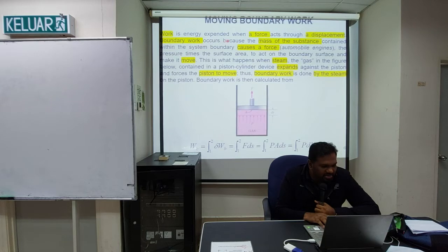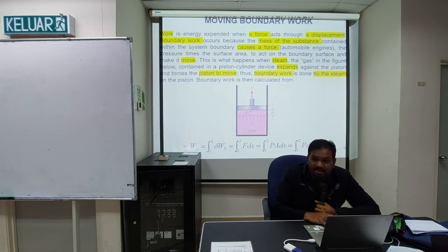Okay, boundary work occurs because the mass of the substance contained within the system boundary causes a force, the pressure times the surface area, to act on the boundary surface and make it move. Meaning, if the boundary of the system becomes bigger, okay, so sekarang boundary adalah yang warna pink ni. So if the piston moves and the boundary expands or decreases, meaning the boundary work is done on the system. So that is what we call boundary and boundary work.